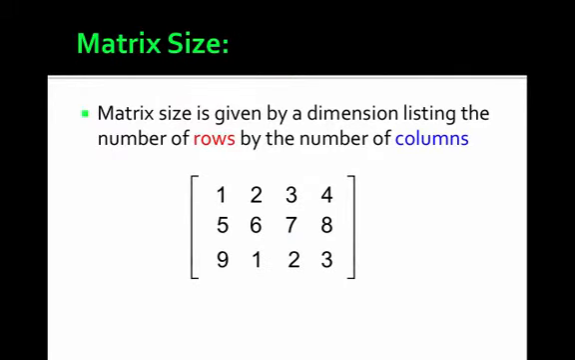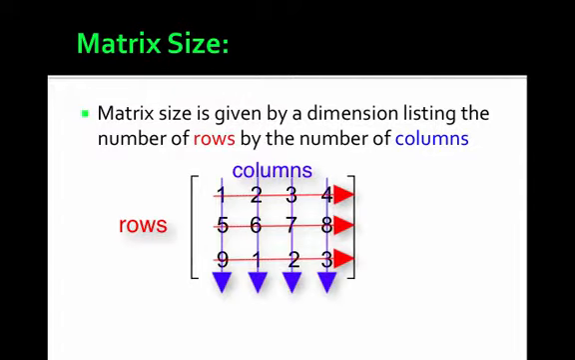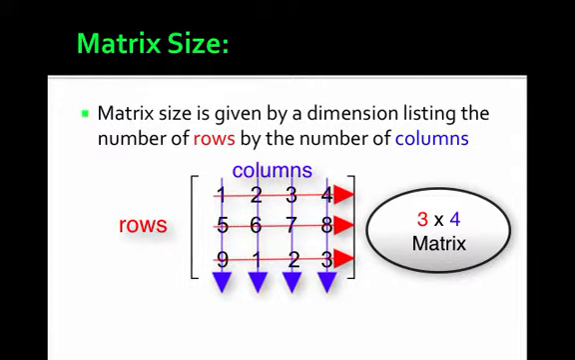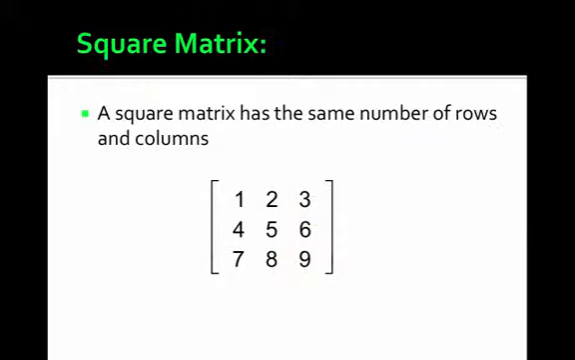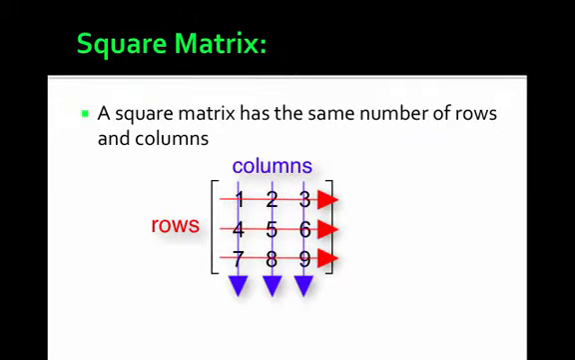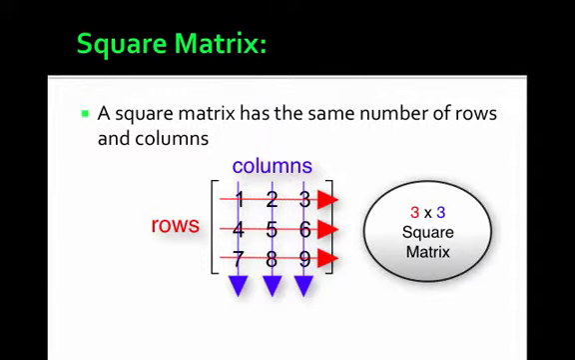Another important aspect of matrices is their size. The size of a matrix is given in the form of a dimension, much as a room might be referred to as a 10 by 12 room. The dimensions for a matrix are the rows followed by the columns. For example, the matrix below has 3 rows and 4 columns, making it a 3 by 4. The rows go across while the columns go down. If a matrix has the same number of rows and columns, it is referred to as a square matrix. In this example, you would refer to the size as a 3 by 3 square matrix.